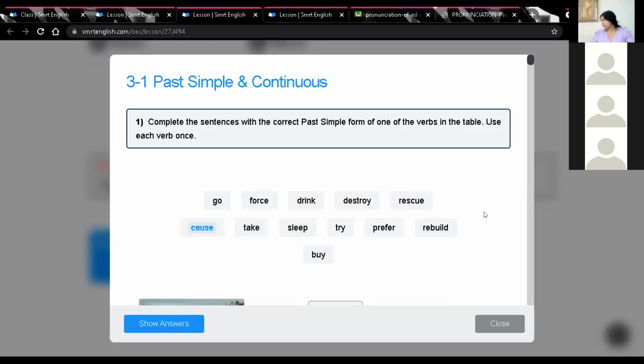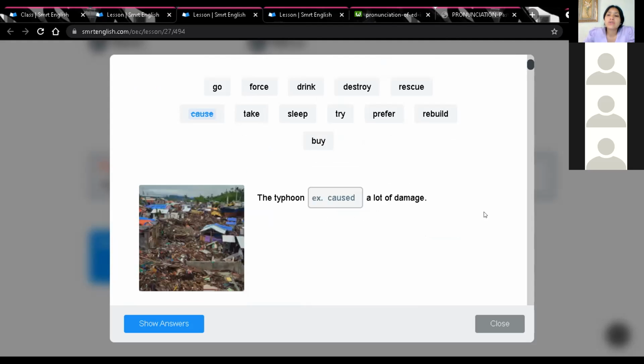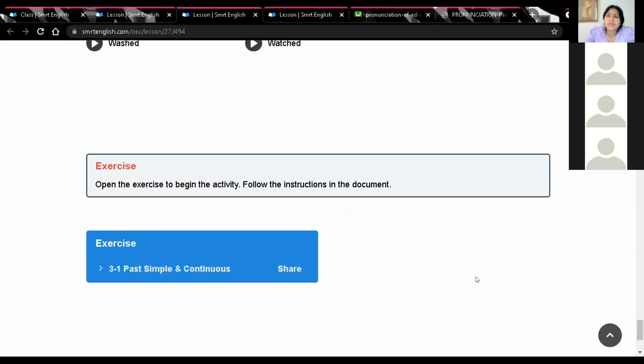Yes, I am. Okay, so it says, complete the sentences with the correct past simple form of one of the verbs in the table. Use each verb once. Okay, so here I have go, force, drink, destroy, rescue, take, sleep, try, prefer, rebuild, and buy. And I am going to access the exercise. It appears that I am not a student.